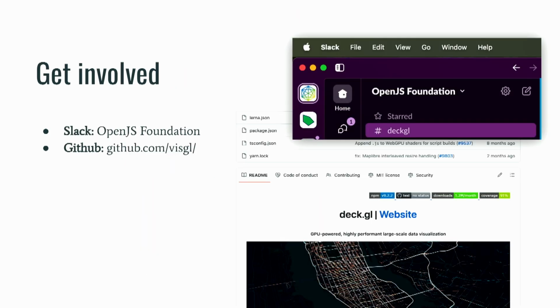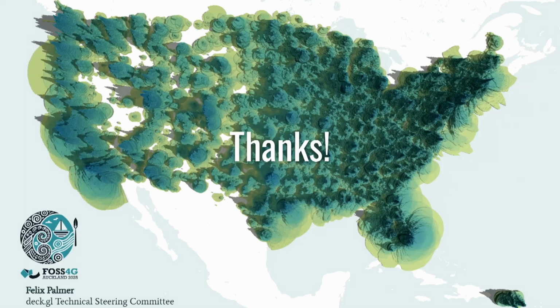So I would just finish on saying it'd be great if you guys could get involved. You can reach us. The best is through Slack. We're actually part of the OpenJS Foundation, so you'd need to go on the Slack there, or just on our GitHub, which is github.com/visgl. Okay, that's everything. Are there any questions?